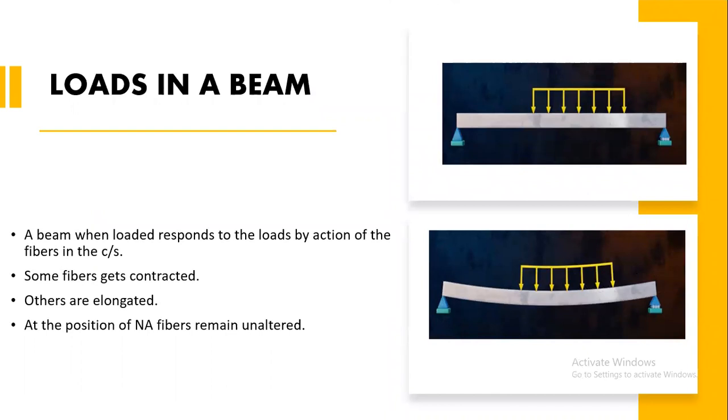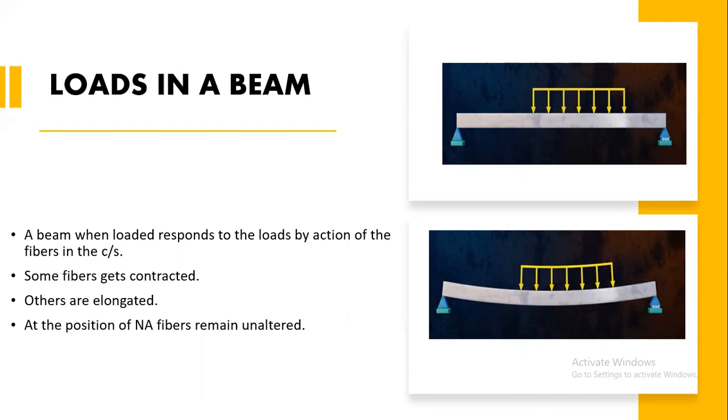So when a beam is loaded in the transverse direction, the beam will respond by the action of its fibers. I need not describe in detail what happens, but just to sum up, as you can see in these pictures, the top fibers get contracted, while the fibers at the bottom of the beam get elongated. At some position, the fibers are neither elongated nor contracted, so the fiber lengths remain unchanged at that position. That position in the beam is called its neutral axis, and any surface passing across the neutral axis forms the neutral surface in the beam section.